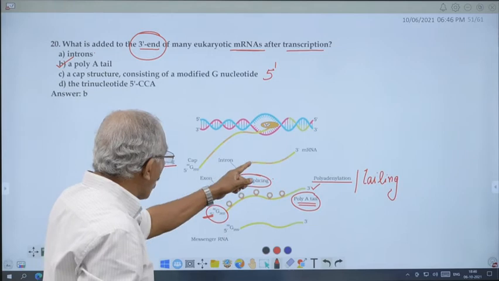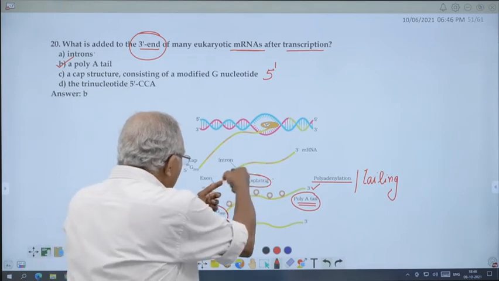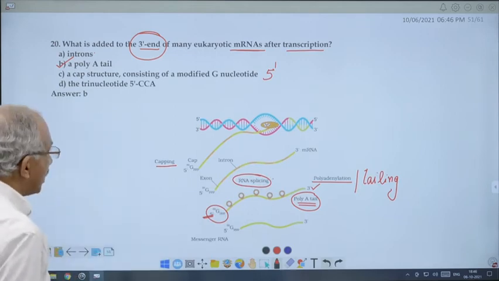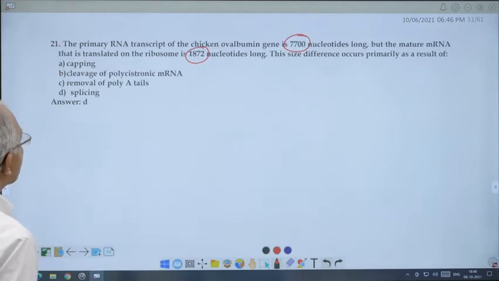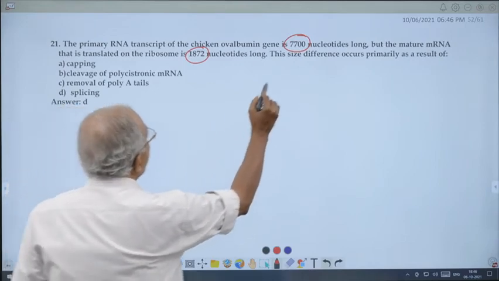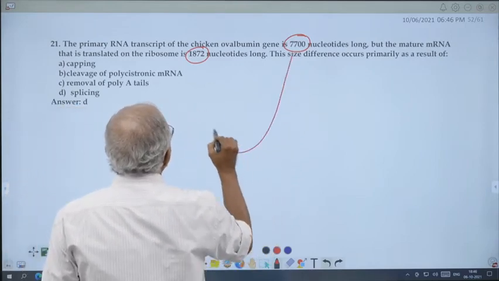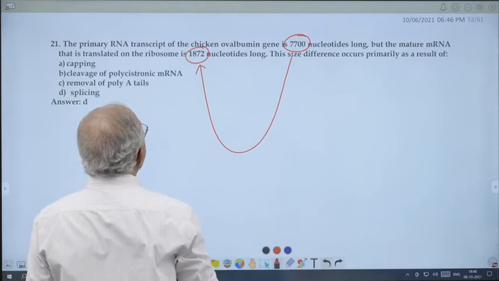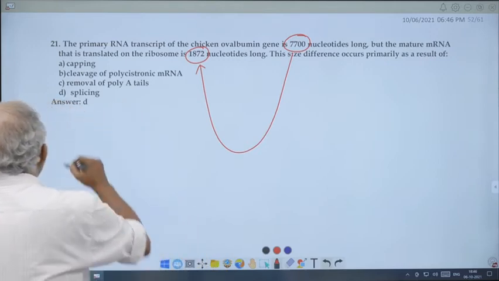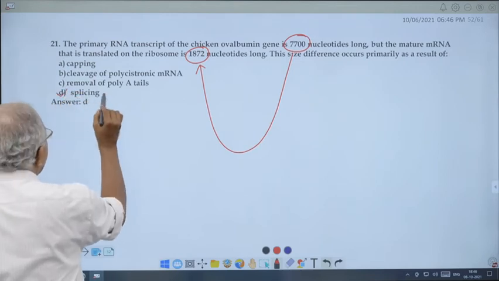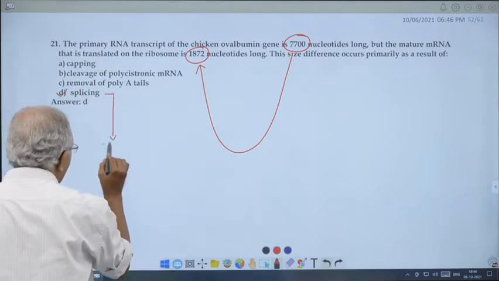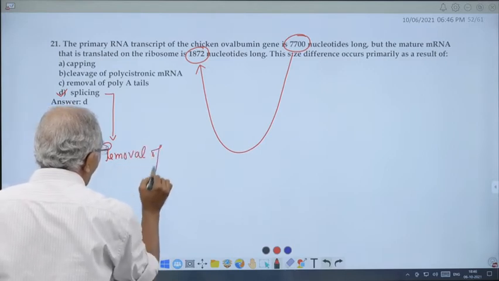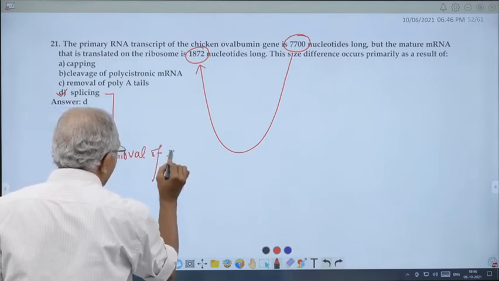These introns are removed and the remaining exons are joined. That is the reason. The process is called splicing. This reduction from 7,700 to 1,872 is due to splicing. Splicing means removal of introns.